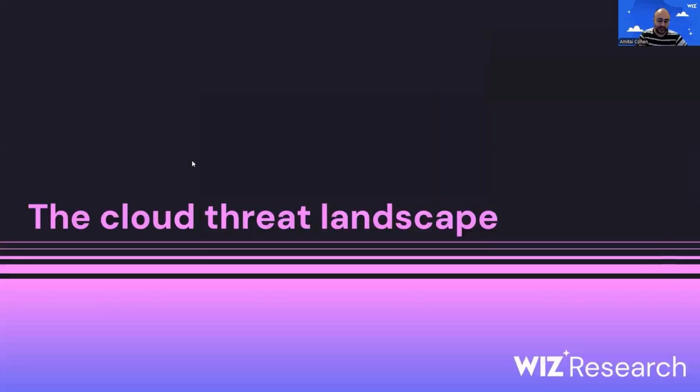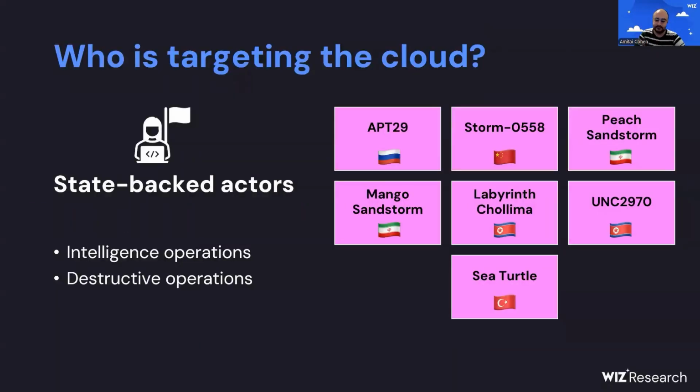So having talked about that, let's talk a bit about how we perceive the cloud threat landscape today. Let's talk about who is actually targeting the cloud. So the first group that we're going to talk about is state-backed actors. These are actors that are funded and operated by states. Their goal is to conduct intelligence operations or destructive operations.